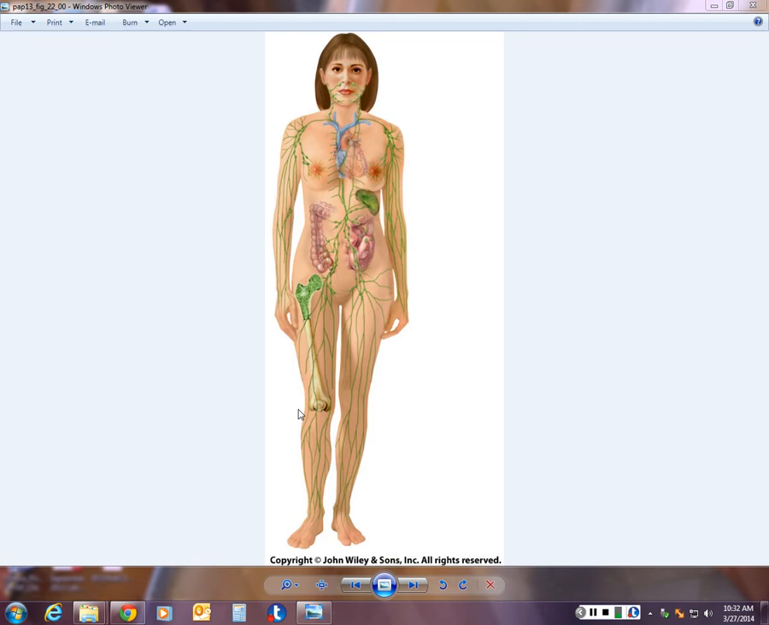Secondly, we could say that the lymphatic system carries out or participates in immune responses. As it goes about doing its job of reabsorbing excess interstitial fluid, the lymphatic system will also help facilitate those immune responses. And third and finally, we have absorption of dietary lipids.